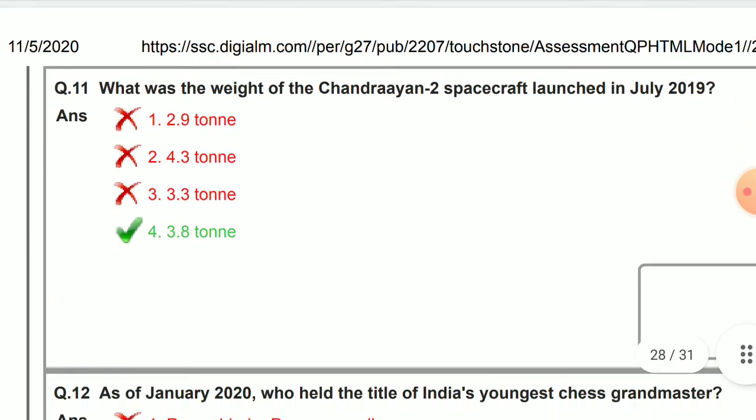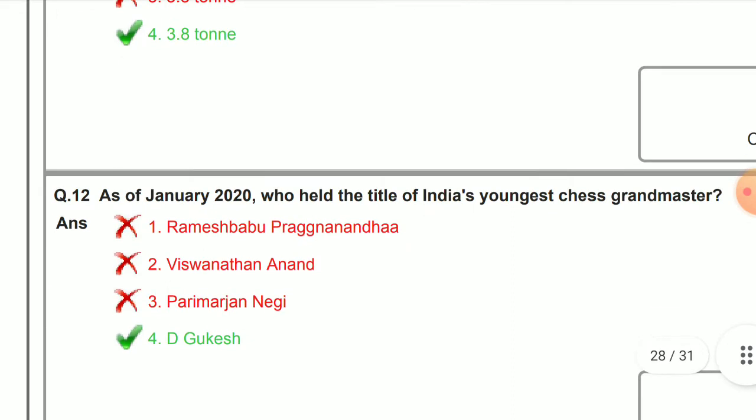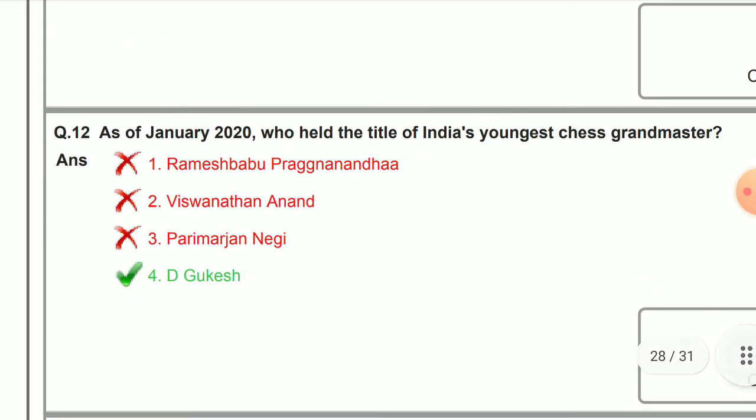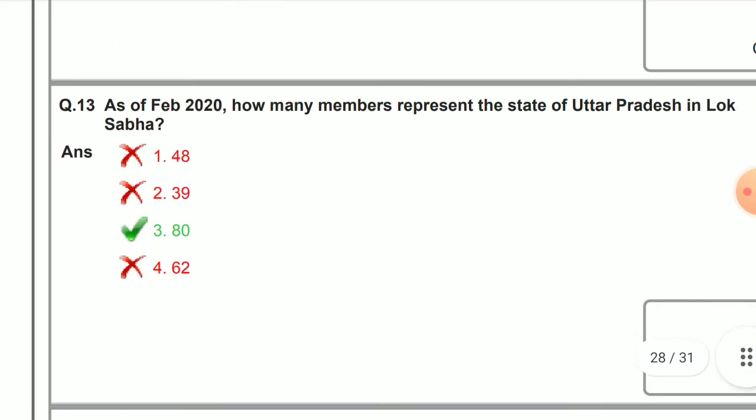Question number 11. What was the weight of Chandrayaan 2 spacecraft launched in July 2019? Answer is 3.8 ton. Question number 12. As of January 2020, who held the title of India's youngest chess grandmaster? Answer is D. Gukesh.